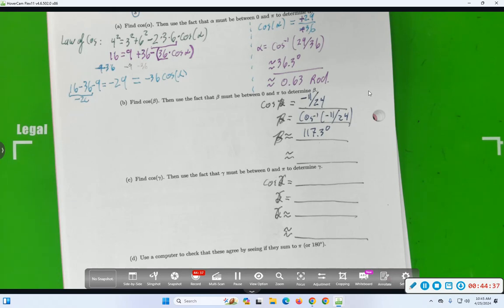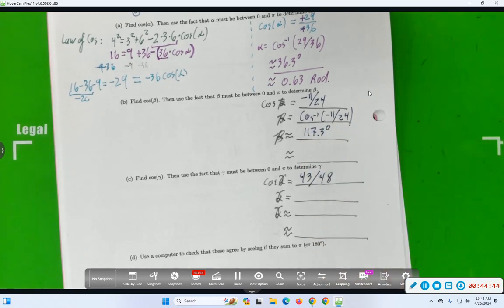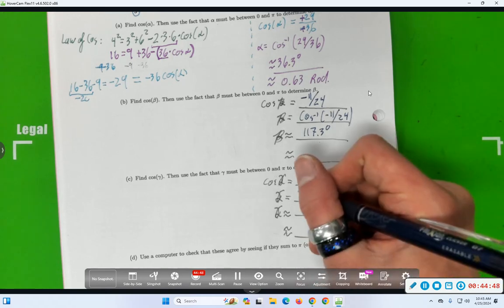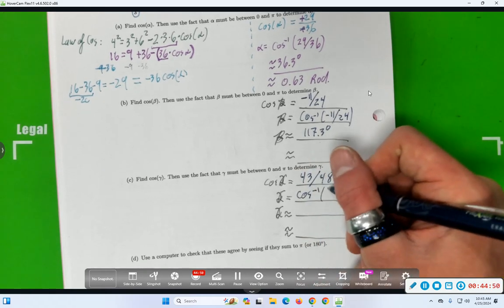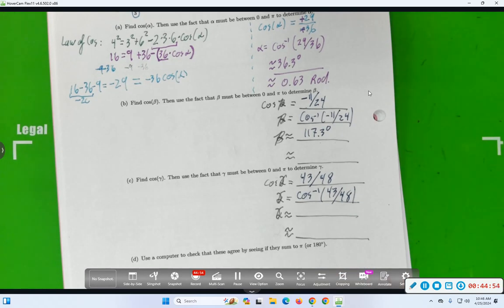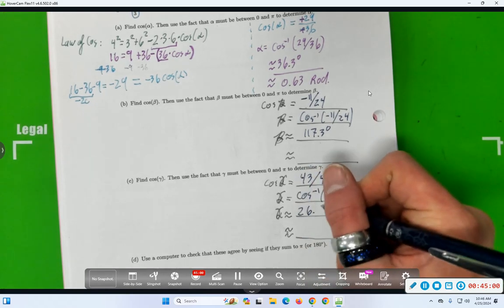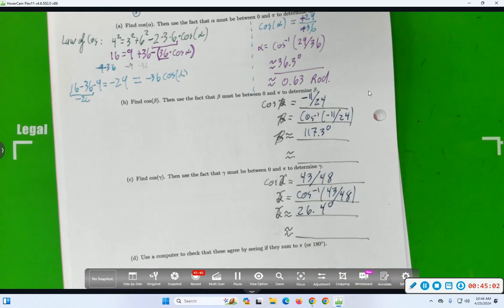Yeah. Cosine of gamma equals 43 over 48. 43 over 48. Do I hear agreement? Nice. So I guess that means gamma has to be the inverse cosine of 43 over 48. And what is that about? 26.38. Cool. I'm going to round that to 26.4 just because I don't want to write so many digits.